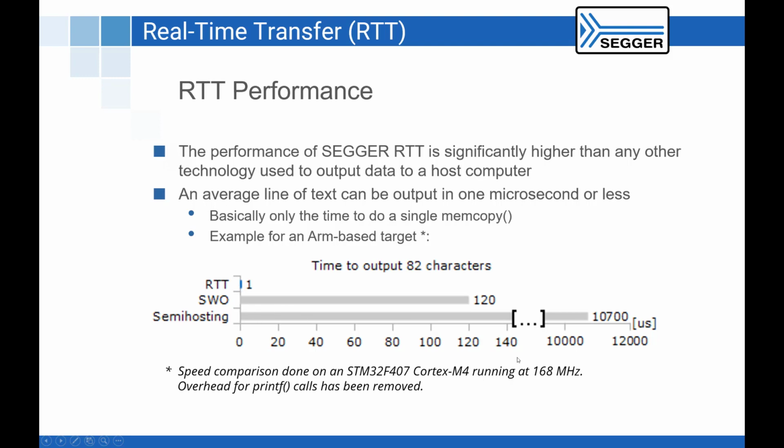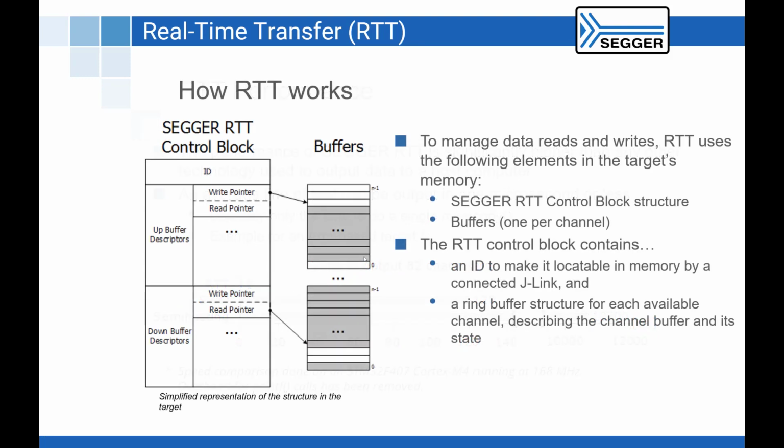So just by the way, these numbers are from a Cortex-M4 at 168 megahertz. Obviously, the performance varies with what core you have and how fast you're running it. But just to give you an idea of the performance. So how does RTT work?